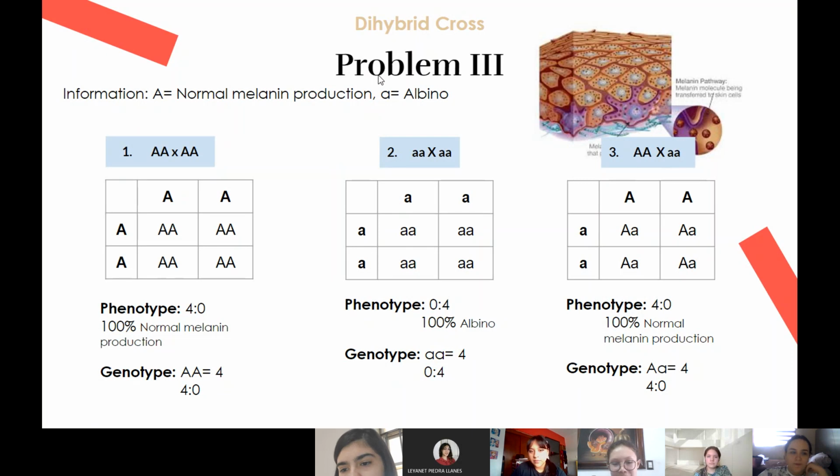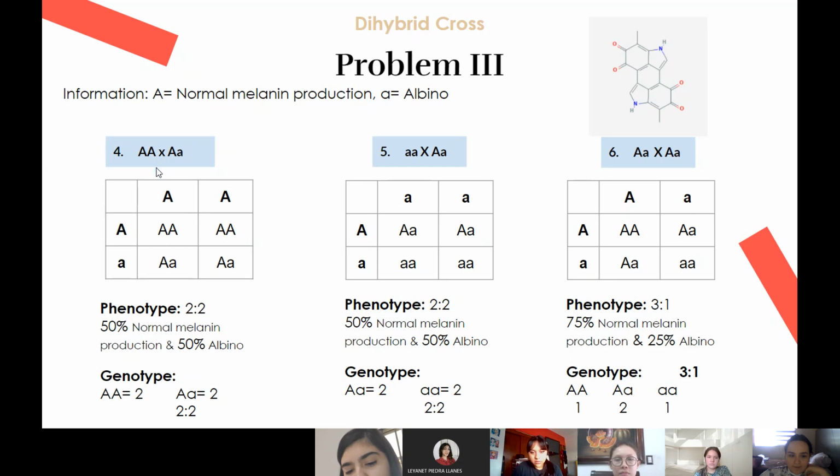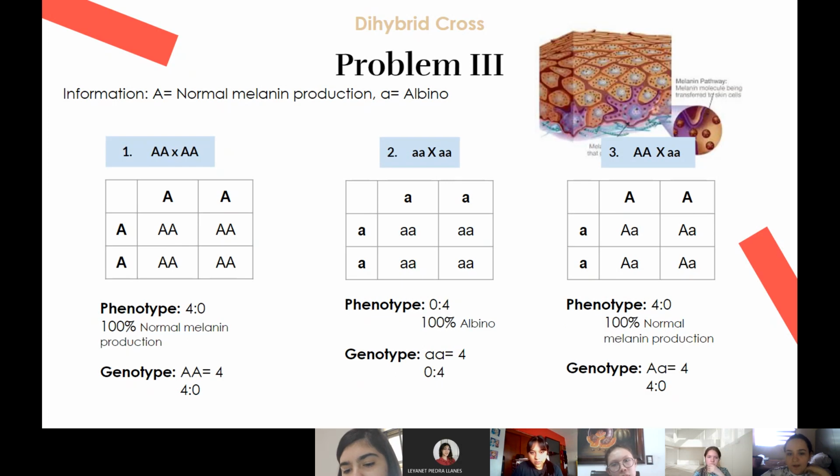Problem 3 talks about the gene for albinism. Uppercase A means normal melanin production, and lowercase a means albino, abnormal melanin production. In the following crosses, two parents have a particular genotype for the albinism gene, where the uppercase letter A represents the normal allele and the lowercase a represents the albino allele. We figured out the phenotype: in the first Punnett square, the ratio was 4 to 0, and it was 100% normal melanin production.